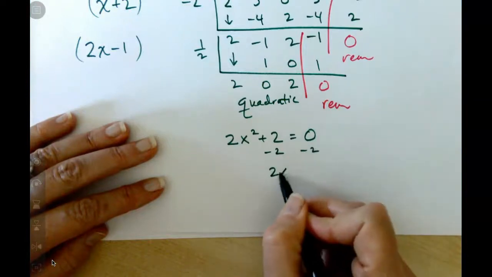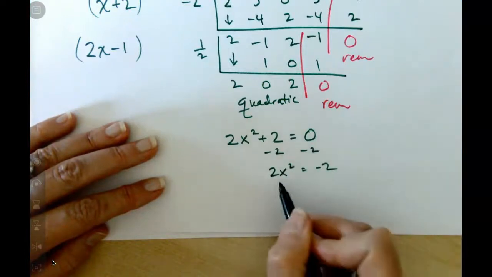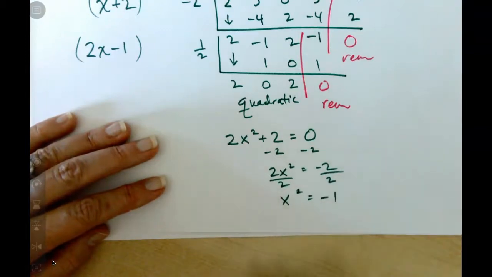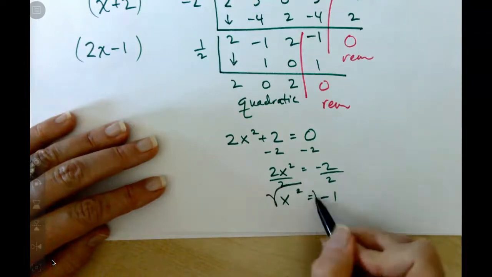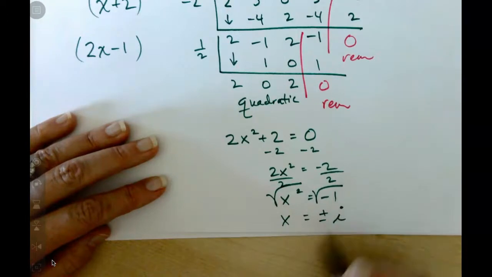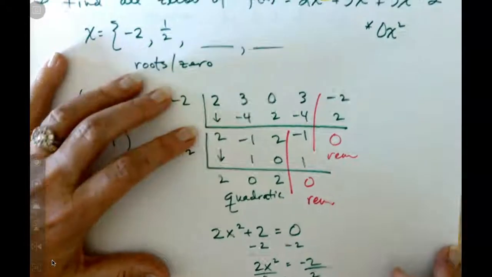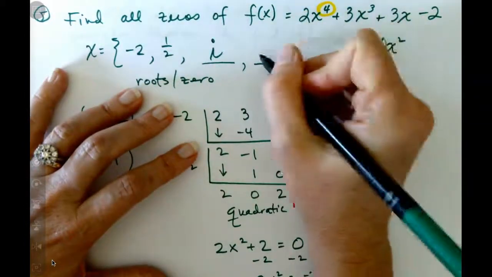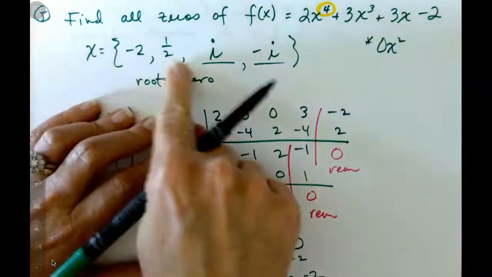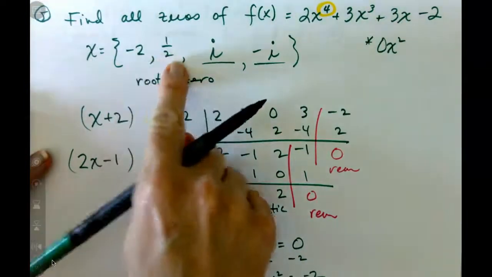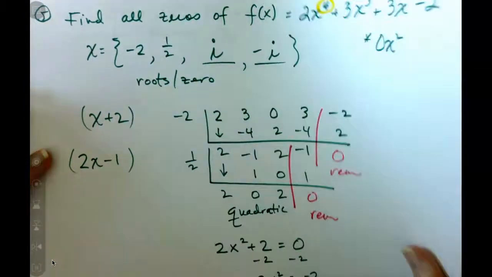-2 minus 2, 2x squared equals -2. Divide by 2, divide by 2. X squared equals -1. From there, square root, x equals plus or minus i. The square root of -1 by definition is i. So our 2 missing zeros are positive i and negative i. 1, 2, 3, 4. 4 roots. We just found all the zeros. The first 2 are real. The second 2 are imaginary.